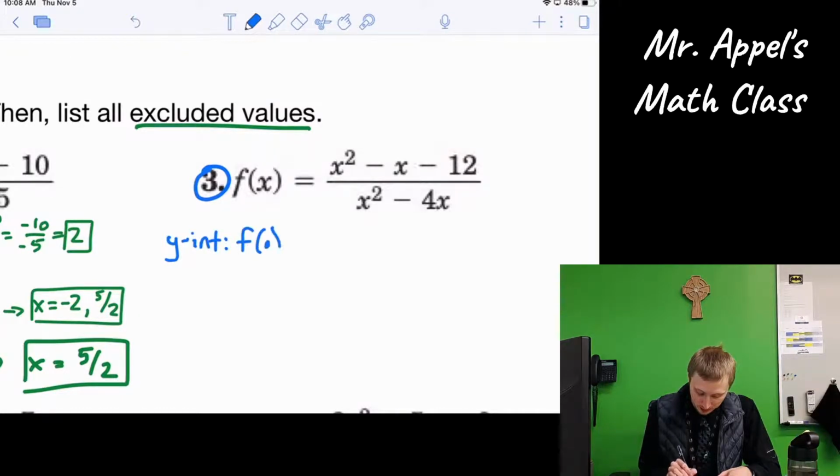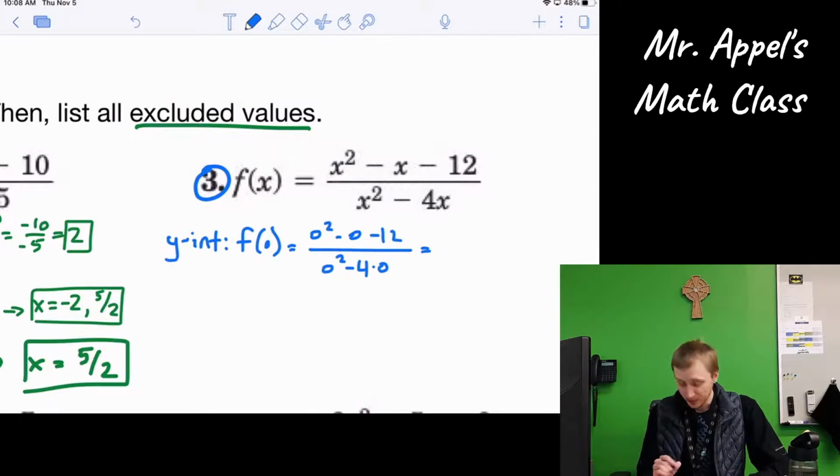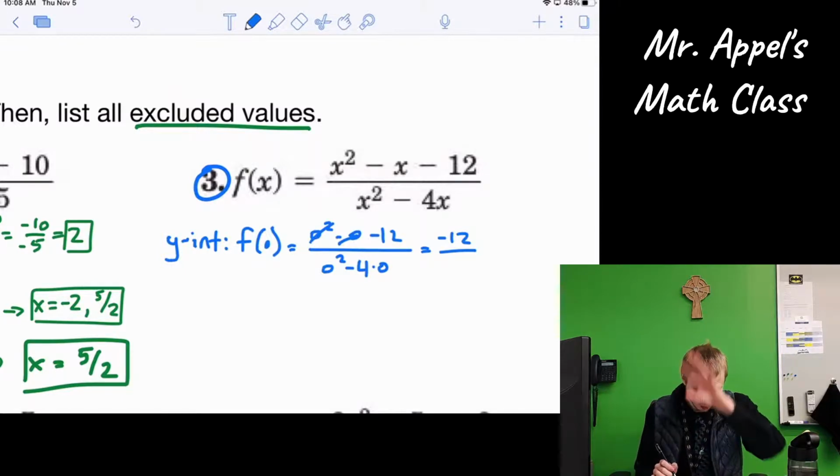We need f of 0, so we gotta plug 0 in everywhere. 0 squared minus 0 minus 12 divided by 0 squared minus 4 times 0. So up top, that's nothing, all that's left is the negative 12. But we still have that denominator there. It does play a role for the Y-intercept. You want the whole value of the function, which means 0 squared minus 4 times 0 is 0. 0 minus 0 is 0.